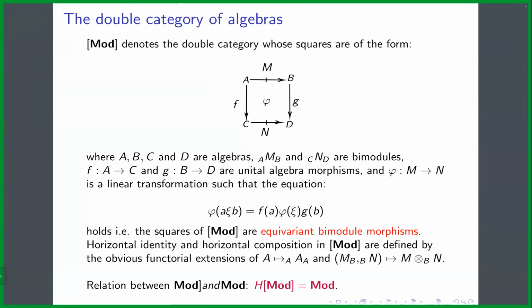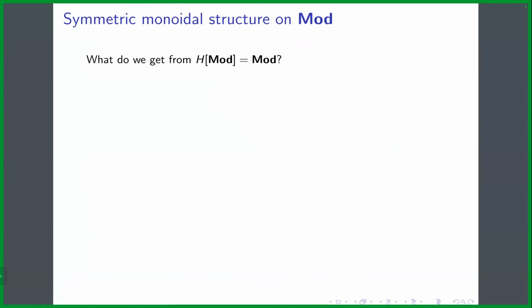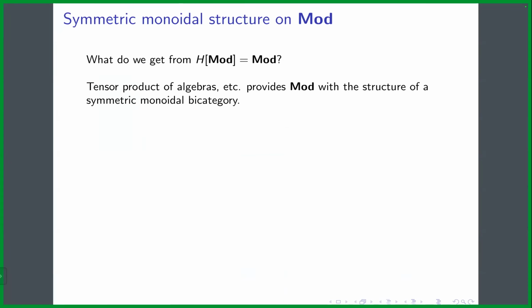So what we should read from this equation is that this bicategory that we started with, and that is well known, is sort of the shadow of this larger structure, the bracketed Mod double category. And this is sort of a theme that repeats itself quite a lot. So what can we get from the fact that the horizontal bicategory of bracketed Mod is the usual bicategory Mod? There's one very important thing that we can get out of this.